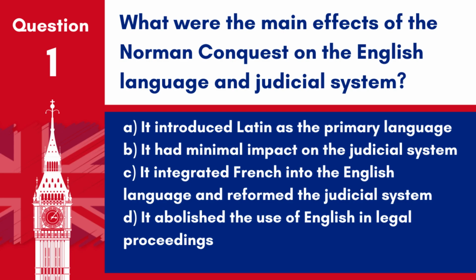Question 1. What were the main effects of the Norman conquest on the English language and judicial system? A. It introduced Latin as the primary language. B. It had minimal impact on the judicial system. C. It integrated French into the English language and reformed the judicial system. D. It abolished the use of English in legal proceedings.